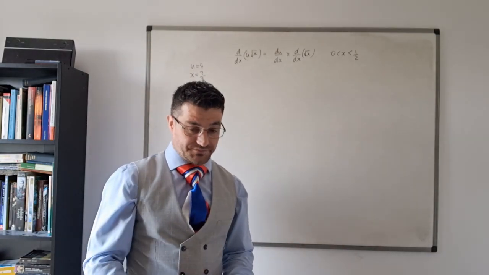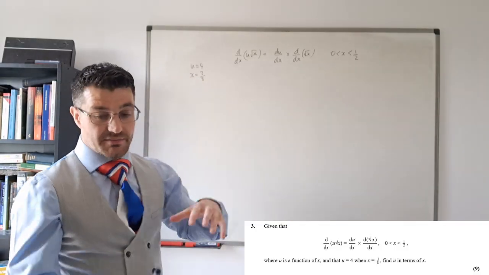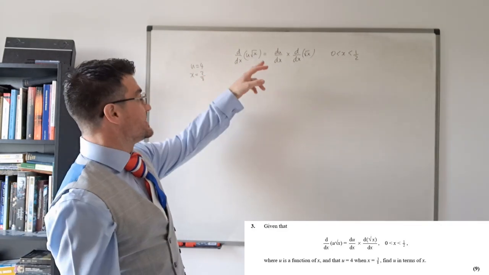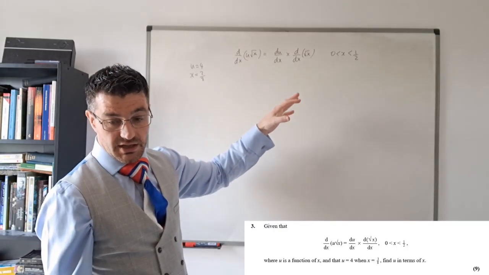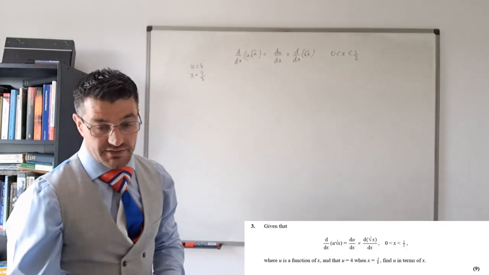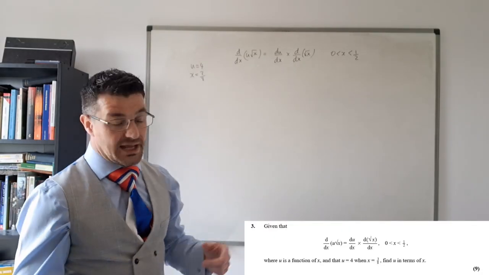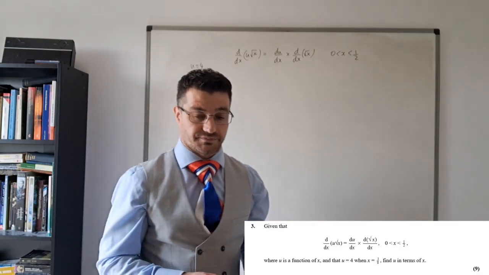Question 3. I've written the main details up on the board here. It's given that d by dx of u times the square root of x is equal to du by dx times d by dx of the square root of x, for 0 less than x less than a half, where u is a function of x, and that u equals 4 when x equals 3/8. Find u in terms of x.